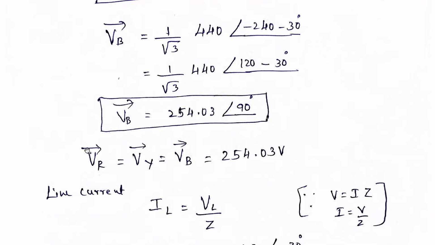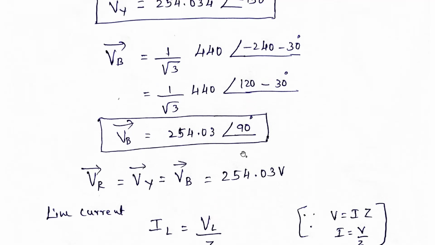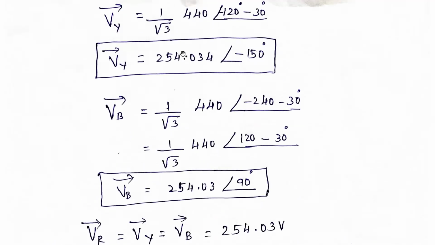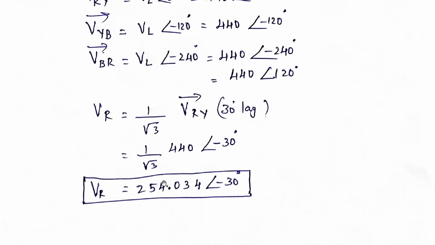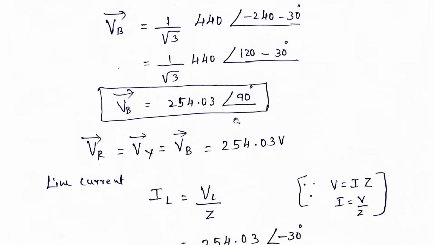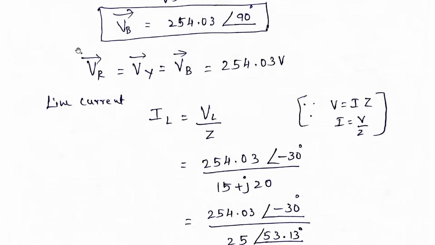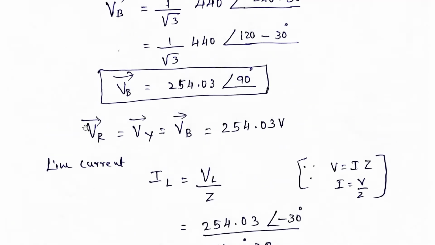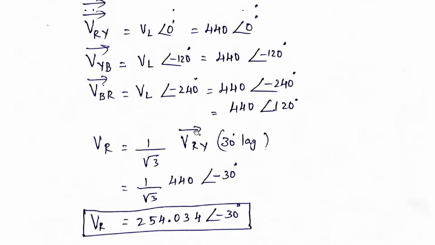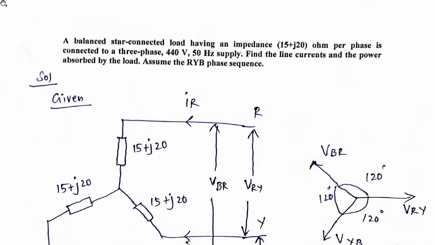But the magnitude of R, Y and B is nothing but 254.03 volts, here also 254.03 volts, here also 254.03. So that is the magnitude. Next line, this is the magnitude of the voltage. Okay, so the phase voltage we calculate. First they said to calculate the phase voltage.